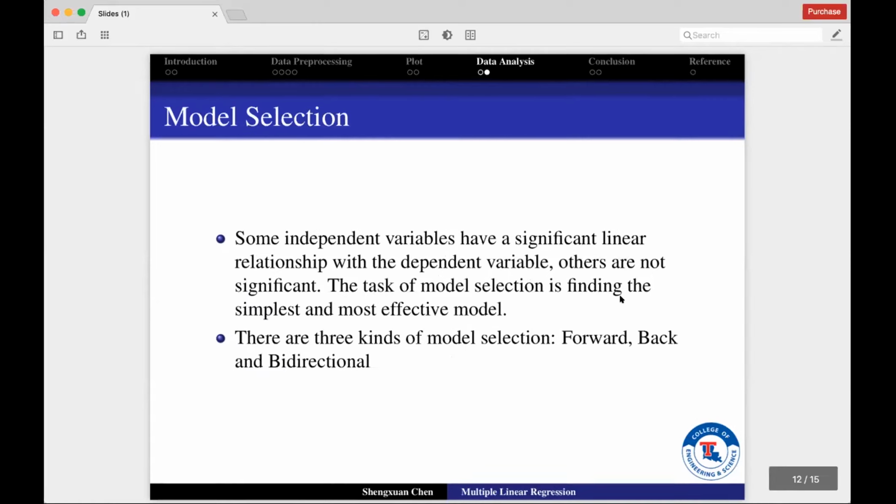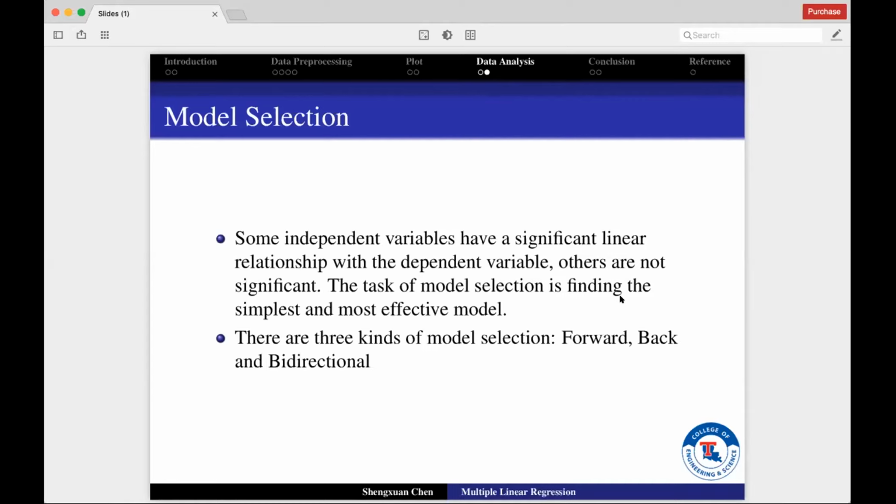When I finish splitting the data, I need to do model selection. Some independent variables have a significant linear relationship with the dependent variable, and some independent variables are not significant. So the task of model selection is finding the simplest and most effective model. There are three kinds of model selection. The first is forward, the second is backward, and the third is bidirectional.